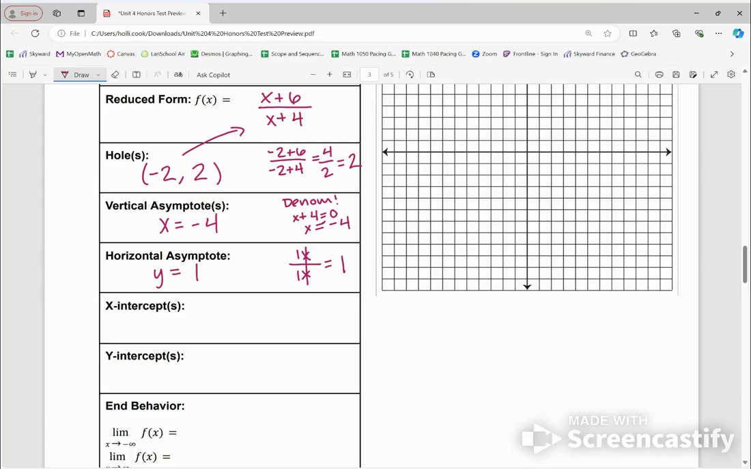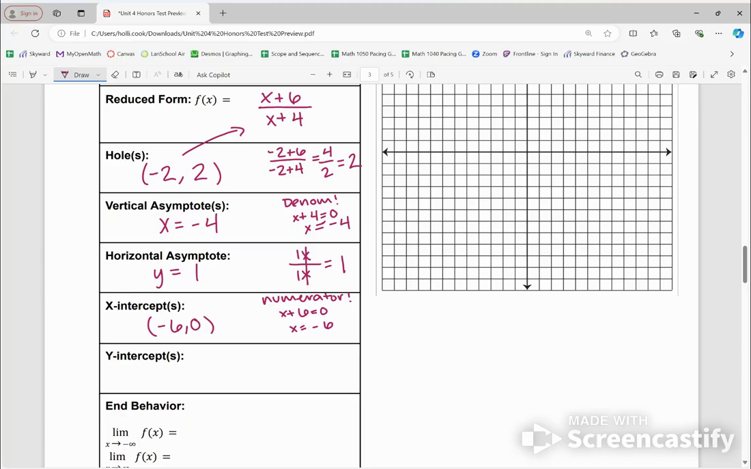Okay, now x-intercepts, we look at the numerator. So I'm going to do kind of the same thing we did for the denominator, but I'm going to look at the top. So we have x plus 6. X plus 6 equals 0, which gives me -6. So that means I have an x-intercept at -6, 0.